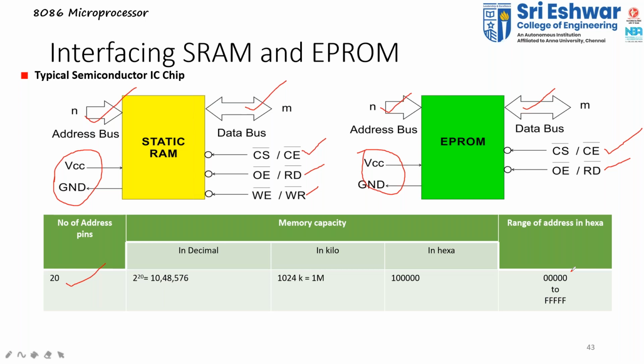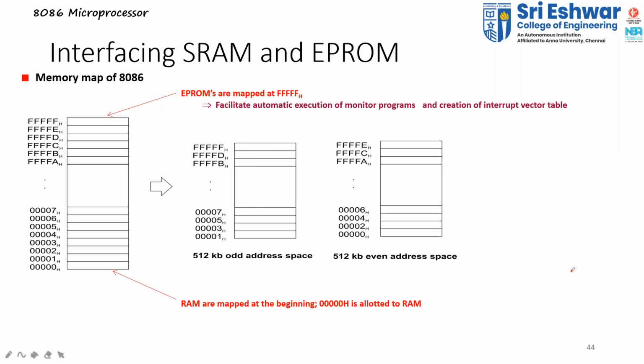Is this clear? Interfacing SRAM and EPROM. Static RAM and EPROM. So in EPROM we don't have any write provision, but in RAM we have read and write provisions. Other than your address lines, data lines, control signals like chip select signals, VCC and ground, we have a read/write signal in static RAM and a read signal in ROM. Not a write signal. Okay, so this 1 MB memory is split into two, 512 KB odd and 512 KB even space.